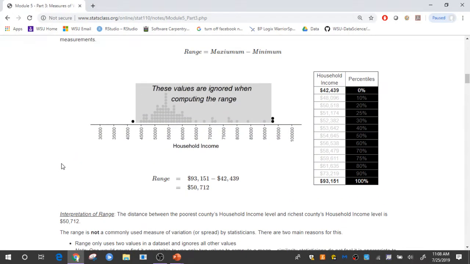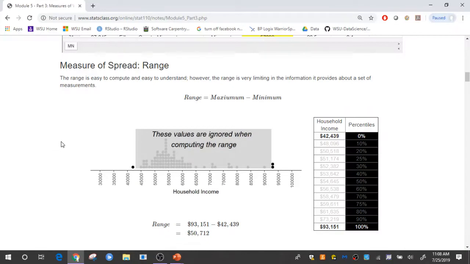Furthermore, the range is directly and adversely affected by outliers. By definition, the range uses the smallest value in the dataset and the largest value in the dataset. And if there are any outliers present at all, they're going to be on the edges. So for that reason, the range is directly impacted by outliers. So for those two reasons, we don't use the range as a measure of spread.